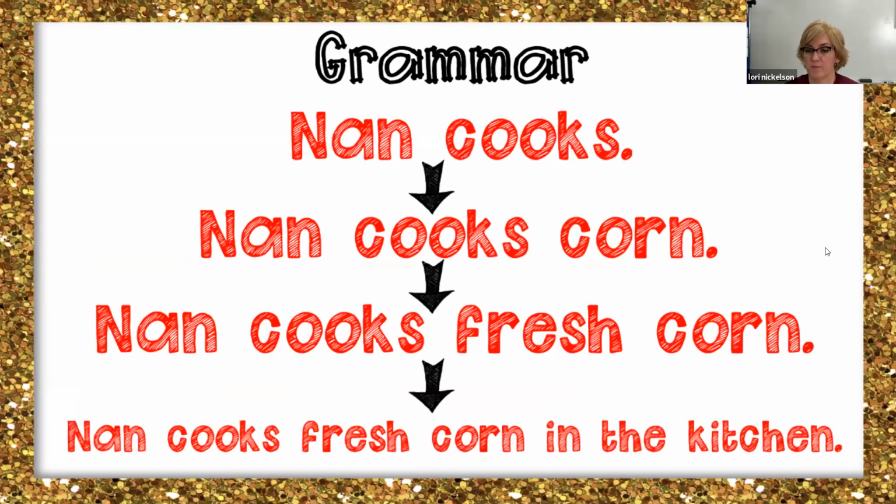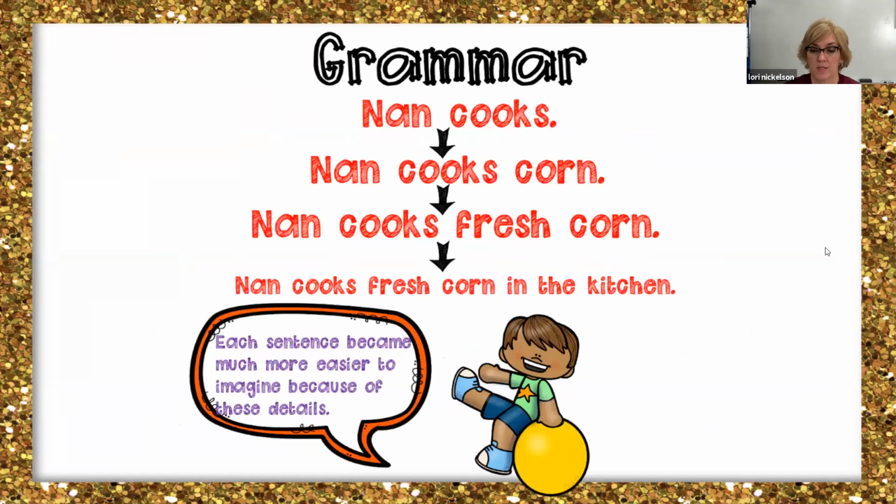So let's look how we've built our sentence. We went from Nan cooks corn, Nan cooks fresh corn, Nan cooks fresh corn in the kitchen. Wow, what an amazing sentence we built. So each sentence became much easier to imagine because of the details we kept adding.